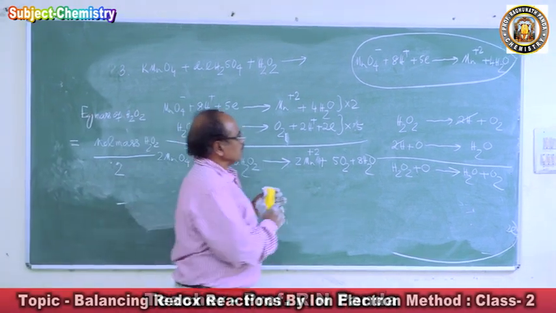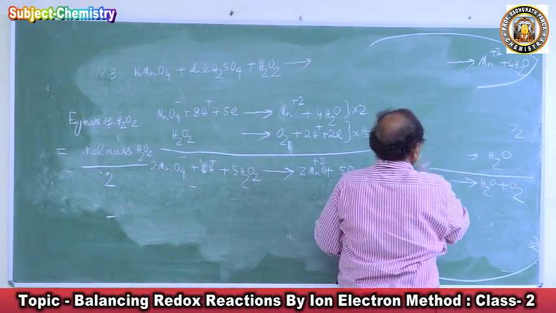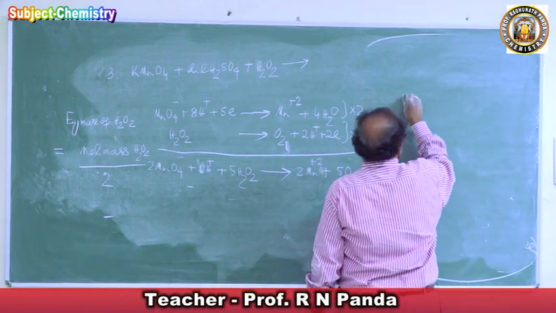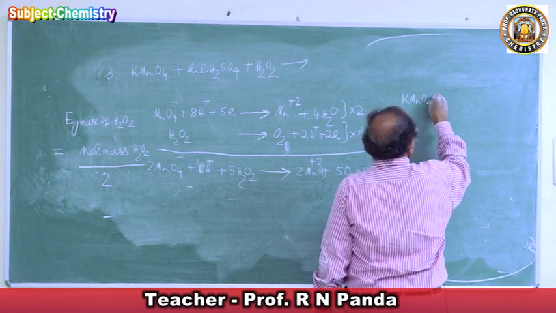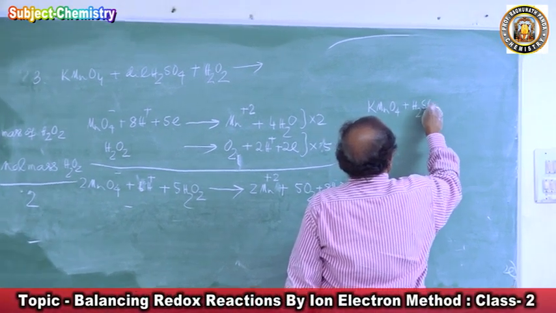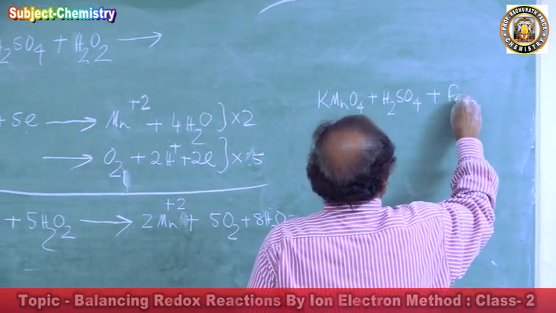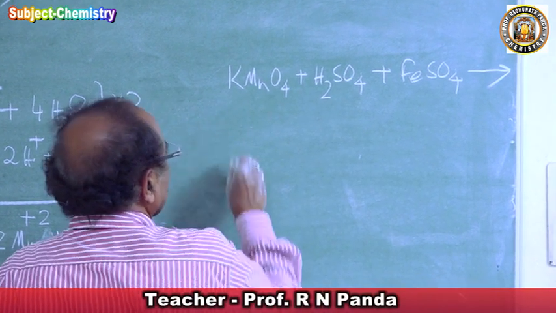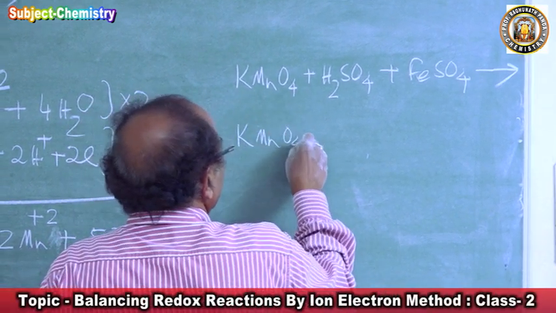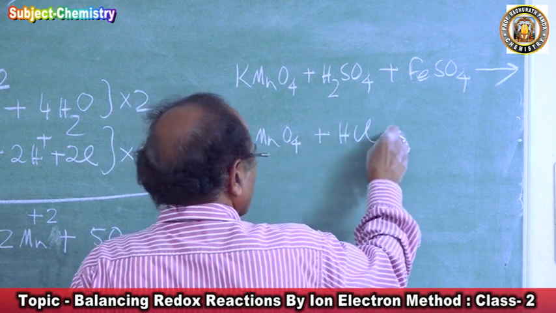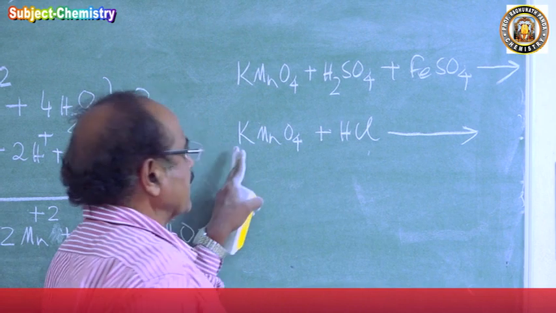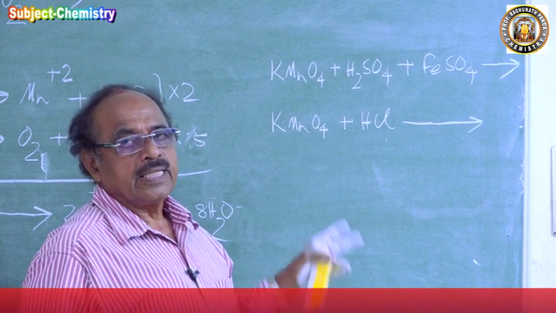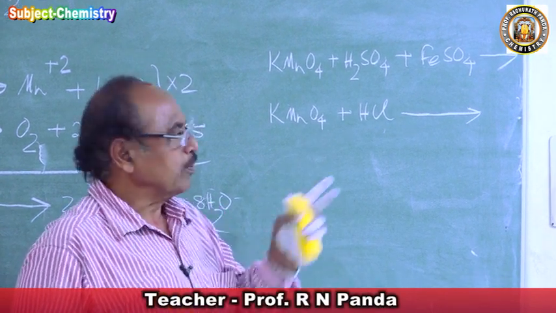So I am giving you some homework. You go through them and we'll write them in ionic form. So KMnO4 plus H2SO4 plus FeSO4, ferrous sulfate. Then KMnO4 plus HCl. You do both of them. Do the partial equation first, then come to the ion electron method. That will help you in revision of your partial equation method.